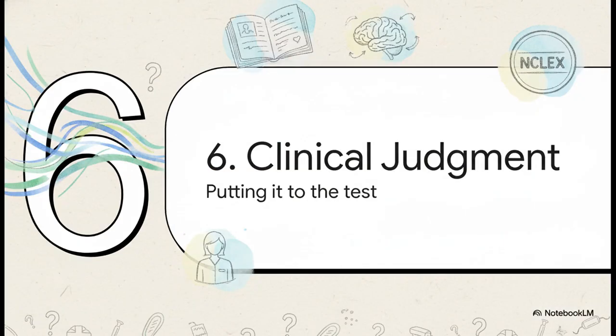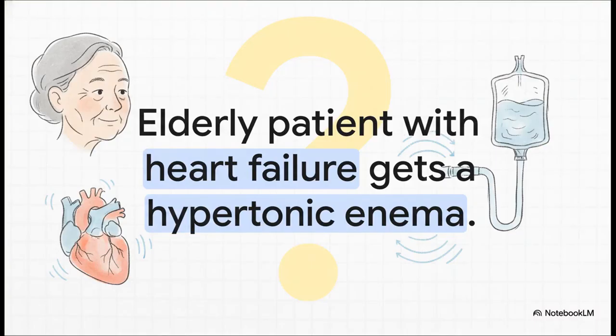All right, for our final section, let's put all this knowledge into action. This is where we bridge that gap between knowing textbook facts and making real-world clinical judgments, which is exactly what you'll have to do on the next-gen NCLEX. So here's the setup. You have an 82-year-old patient who has a history of heart failure, and the order is for a hypertonic enema. Right away, your clinical judgment alarm should be going off. You've got an older adult, a known cardiac condition, and an enema that's designed to shift fluids.